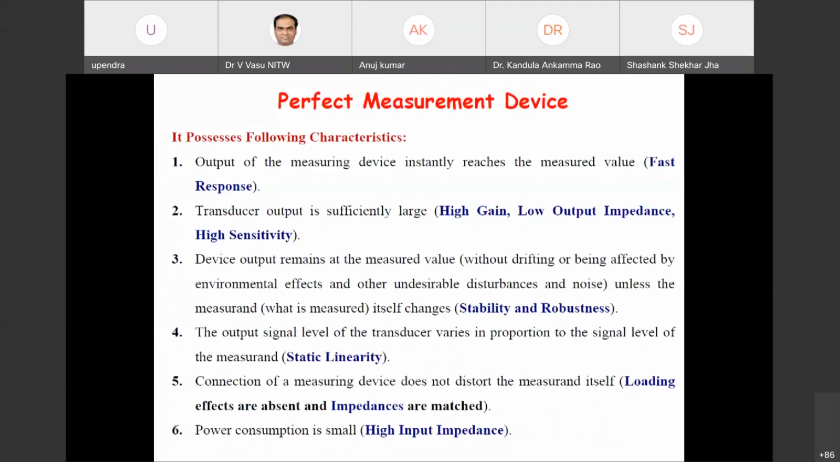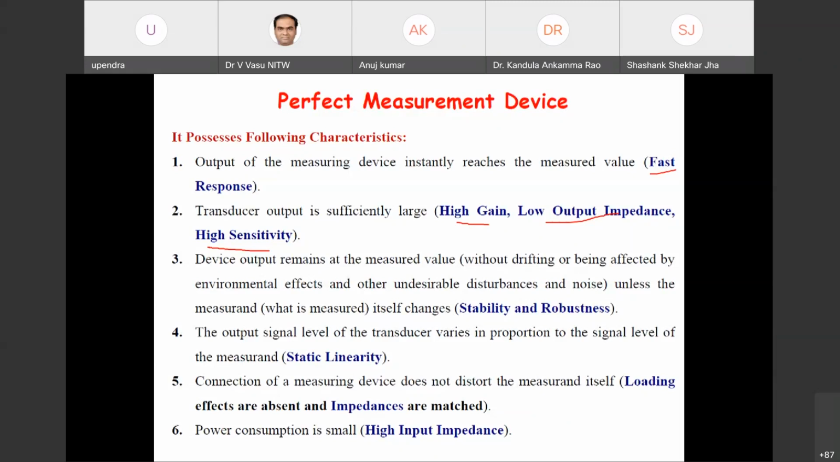Next we will see the different sensor characteristics. One of the important characteristics to consider is fast response. The output of the measuring device instantly reaches the measured value; that is called fast response, how fast the sensor is. The next important characteristics are high gain, low output impedance, and high sensitivity.